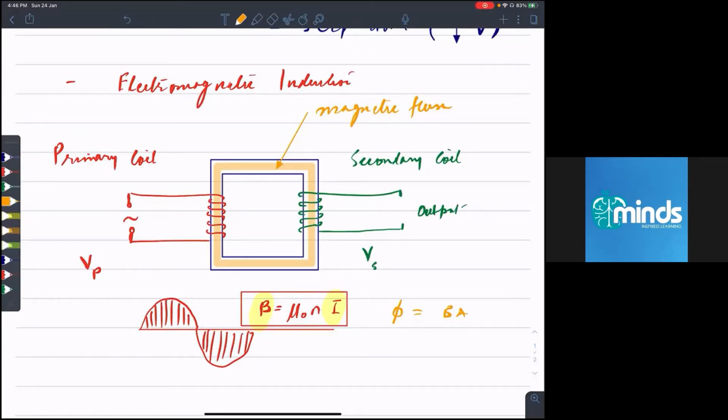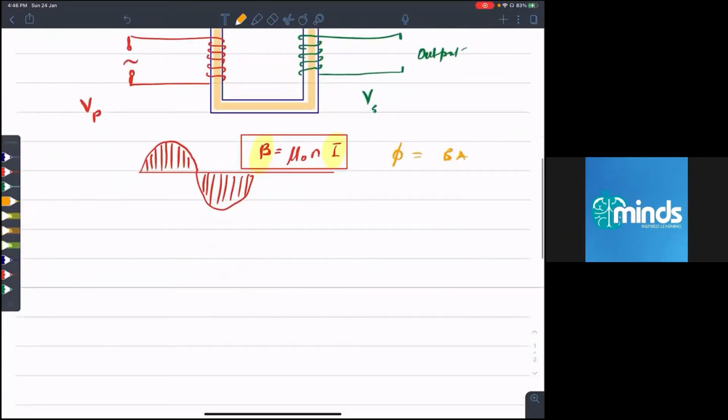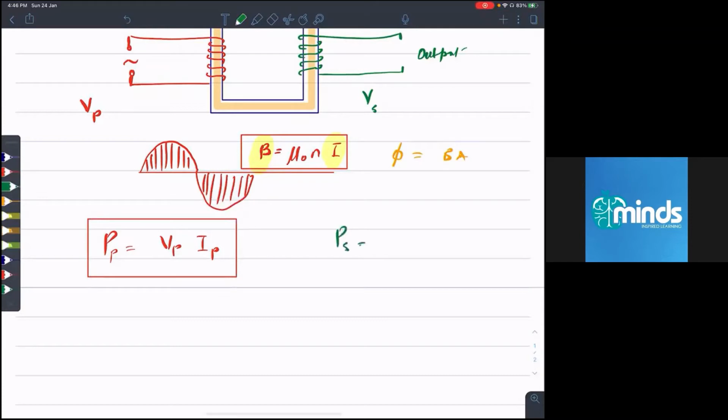So it means that in the secondary coil, the EMF Vs is actually the mutually induced EMF. We provide input voltage at the primary coil, and because of mutual induction, output is produced at the secondary coil. If I say calculate the power of the primary coil, what can you say? Power of the primary coil should be Vp Ip. If I say calculate the power of the secondary coil, you will say it should be Vs Is.